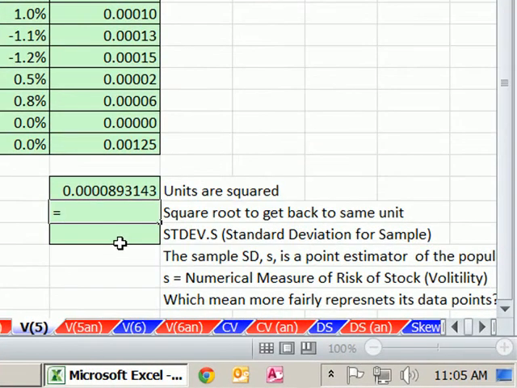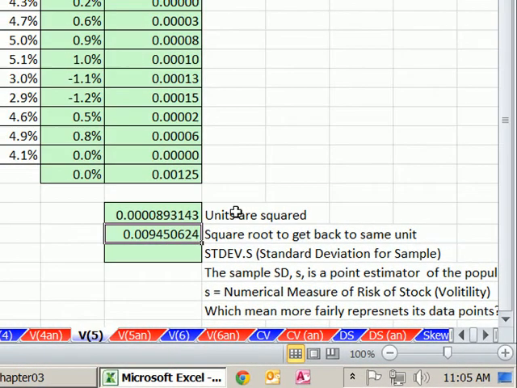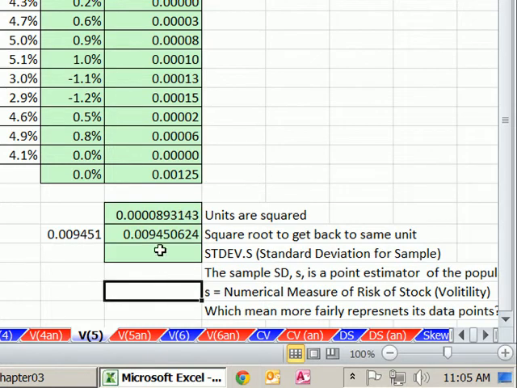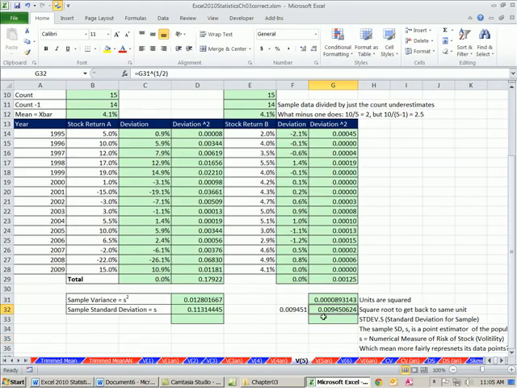Actually, I'll show you a different way. You can say this and caret 1 divided by 2, right? A fraction in the exponent means take the root, the second root. You could use the square root function too, and there is standard deviation, 0.00945, and this one is 0.11.